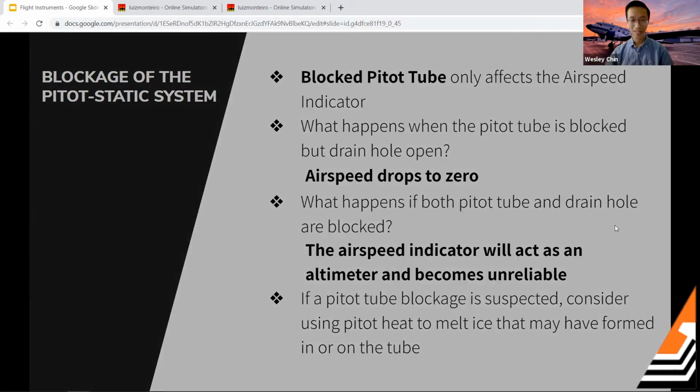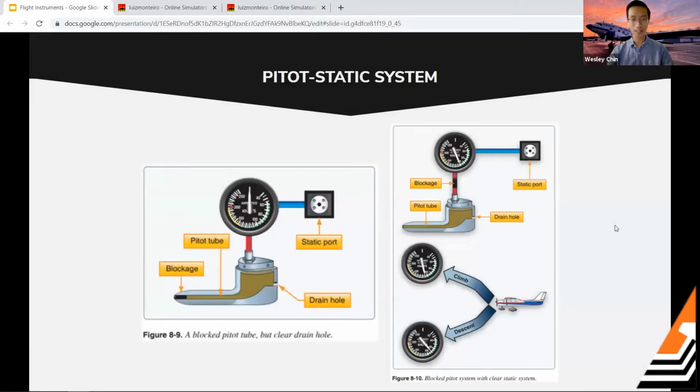All right. So here's what it kind of looks like in a diagram. These are both found in the PHAK, right? So 8-9 is if the pitot tube is blocked, but the drain hole is open. Airspeed is just going to drop to 0. However, if both the pitot tube and the drain hole are blocked, something in the line itself, the airspeed indicator will kind of act like an altimeter. Just like we were talking about, if we climb, it'll increase a little bit, and if we descend, it'll decrease a little bit. So you're getting pretty unreliable indications there.